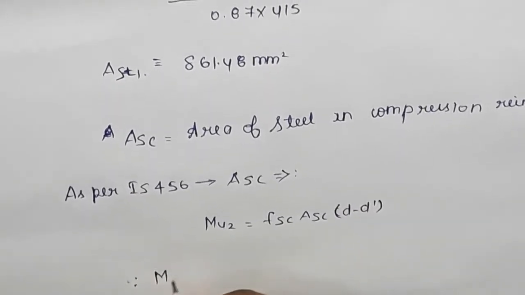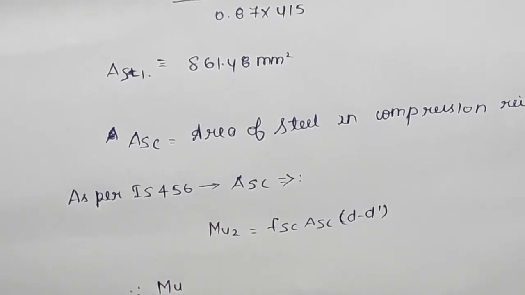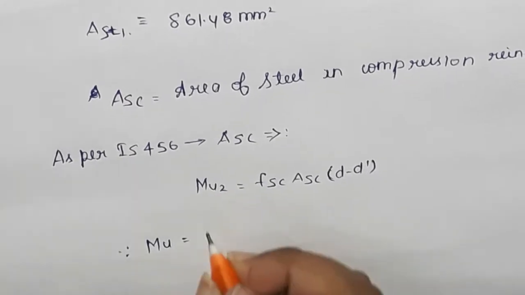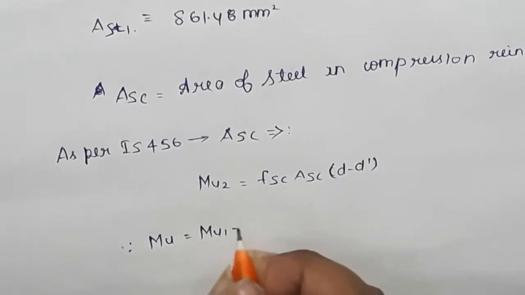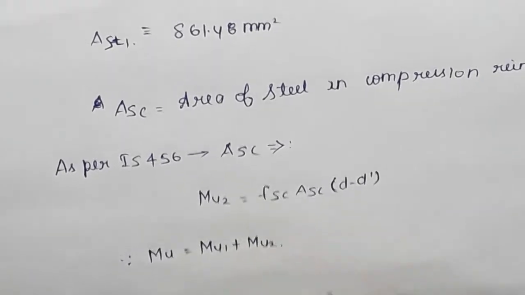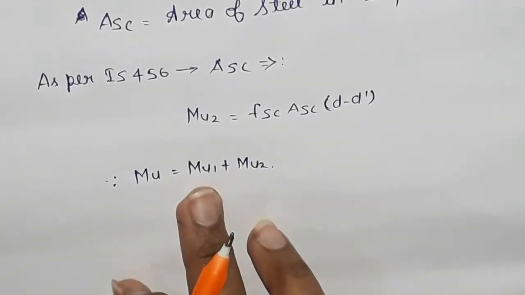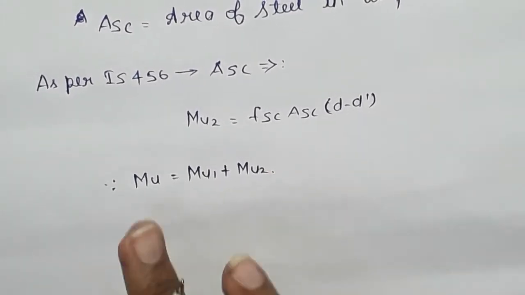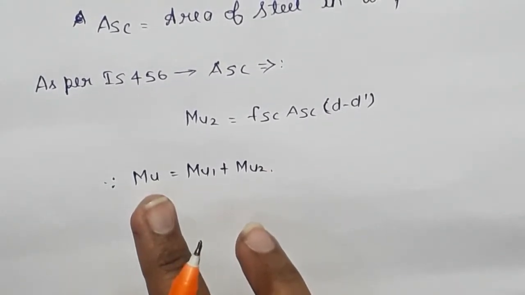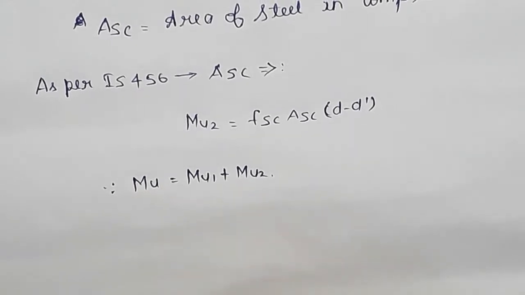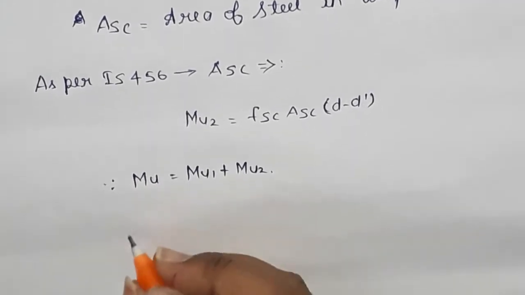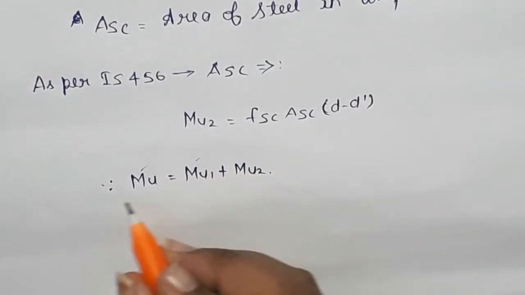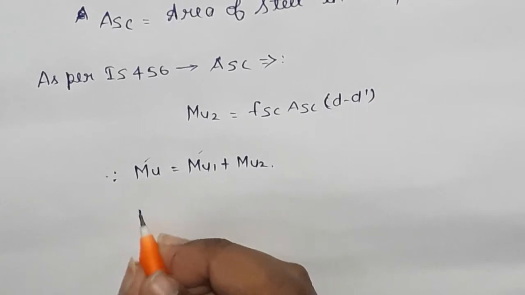I already know that MU equal to MU1 plus MU2. Already we know that MU1 is MU limit and MU2 is this FSC into ASC into (D minus D dash). And MU is nothing but the ultimate moment carrying capacity. Already we have calculated MU using the WL square by 8 formula. So I already know the values of MU and MU1, so directly from this I can calculate the value of MU2.